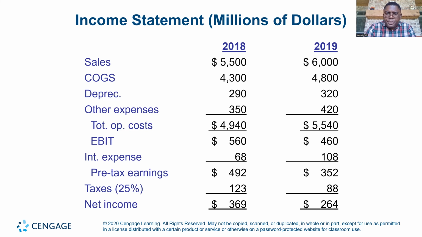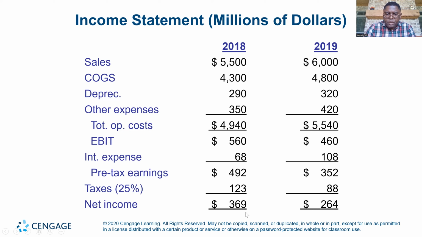But some other variables that can catch our attention quickly, we find that there is an increase in interest payment. So if we look at interest expense, in 2018, it was at 68 million. It increased to 108 million. So that is a huge increase. In fact, about a 59% increase in interest payment.